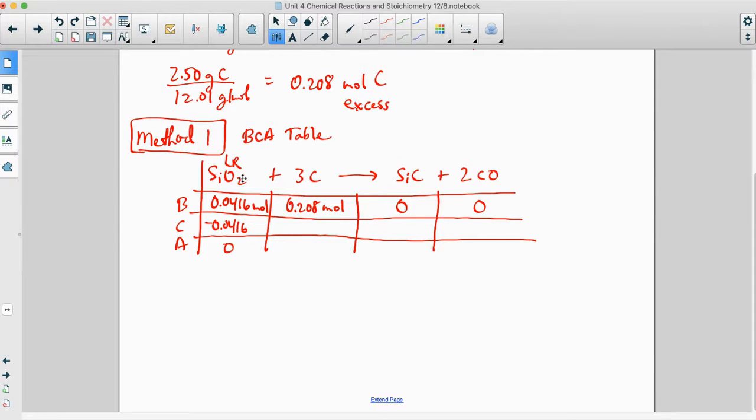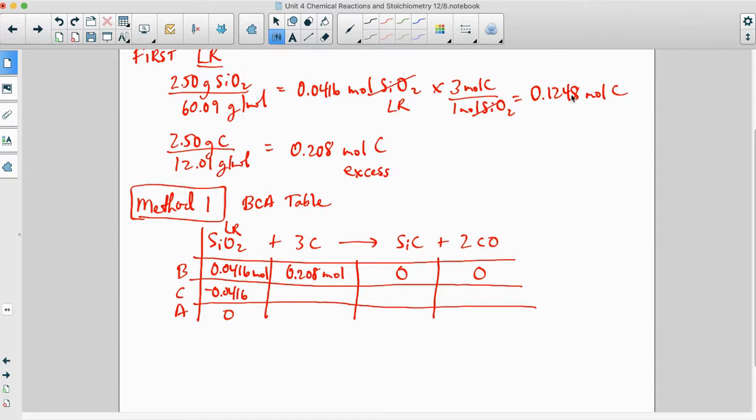0. We already, from our limiting reactant calculation, know that the amount of moles of carbon that react with the SiO2 is 0.1248. So when we subtract that off, we get 0.0832 moles. Over here, my SiC ratio, my coefficient is 1. That's the same as the SiO2. So I know that that will be the same change, except that it's positive because it is a product.